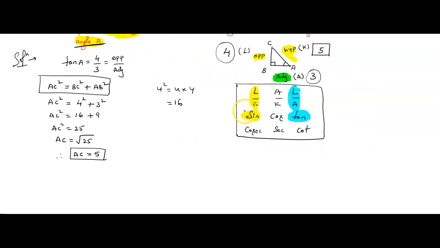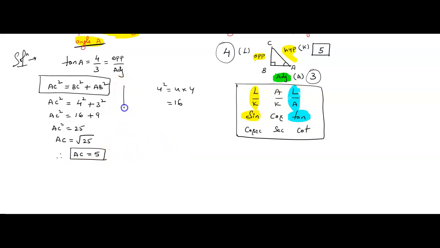See children, again I am repeating, sin means L by K, cos means A by K, tan means L by A. Cosecant means you have to go reverse of sin, because sin and cosecant are reciprocal, cos and secant are reciprocal, tan and cot are reciprocal. Sin means L by K, cosecant means K by L, cos means A by K, secant means K by A, tan means L by A, cot means A by L. Did you understand? Good.